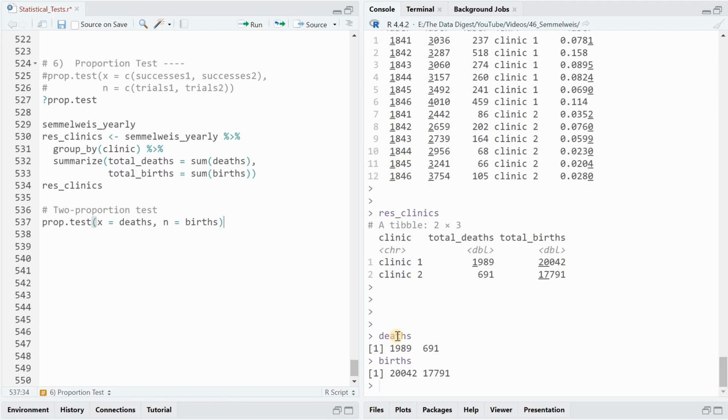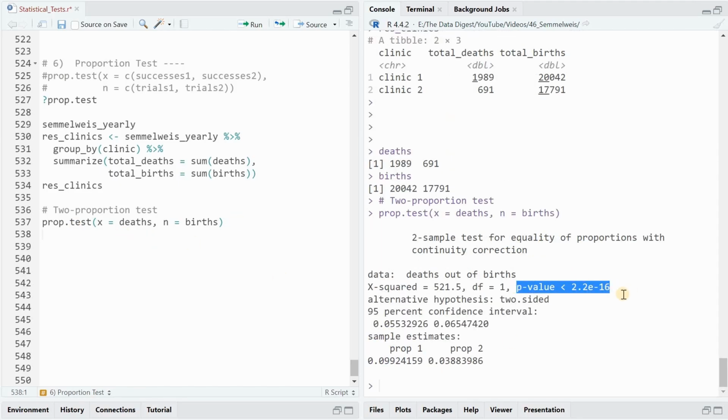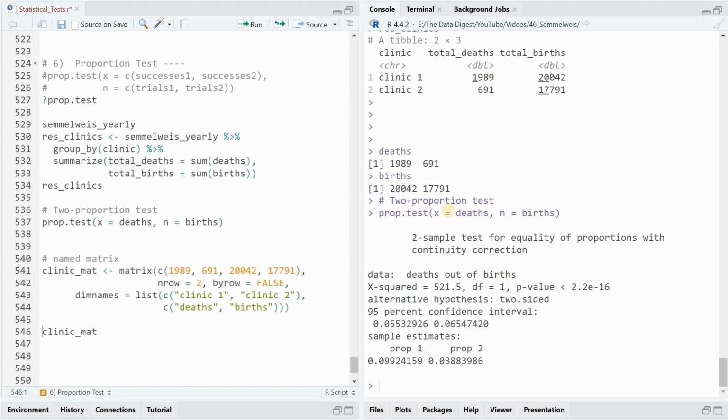We have two vectors. One holds the number of deaths from clinic 1 and 2, and the other one is the n vector that holds the number of trials. And the prop test gives you a very significant p-value, also because we have a really high sample size over 6 years. It gives you the summary proportion, 10% in clinic 1, 3.9% in clinic 2, and it estimates a 95% confidence interval of the difference, so between 10 and 4%, that's 6, with 95% certainty that it lies between 5.5 and 6.5%. For the proportion test, you can use two vectors or a matrix.